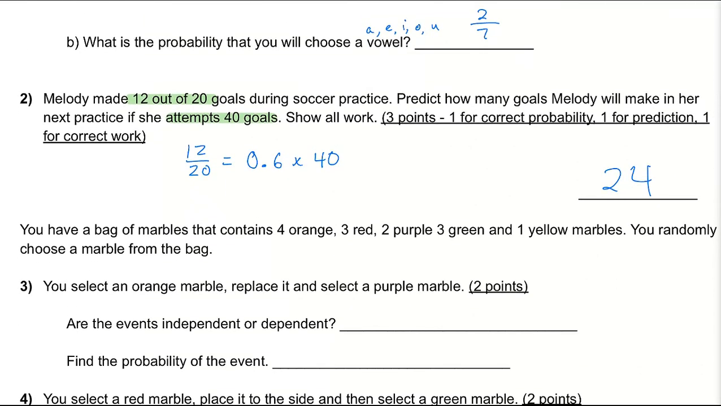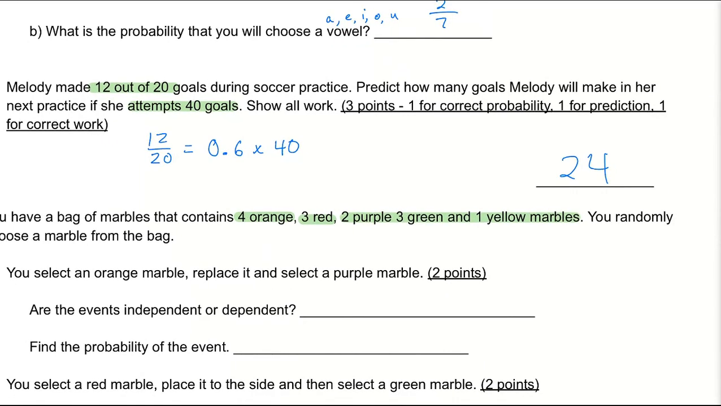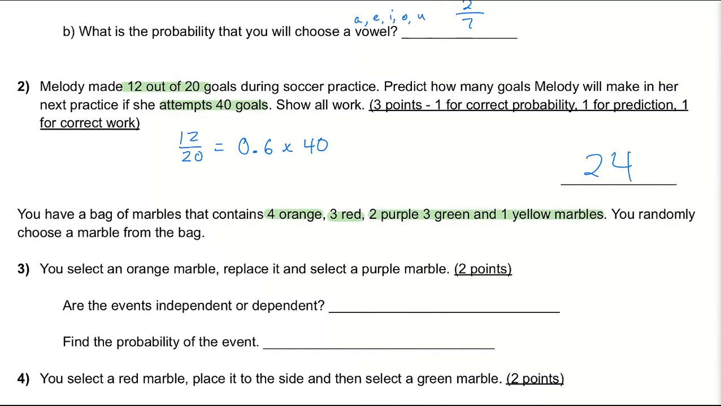Number 3, you've got a bag of marbles that contain 4 orange, 3 red, 2 purple, 3 green, and 1 yellow marble. You randomly choose a marble from the bag. So just for convenience's sake, I'm going to add these up because I know I'm going to need the total anyway. So 4 and 3 is 7, 8, 9, 10, 11, 12, 13. So there's 13 total marbles.